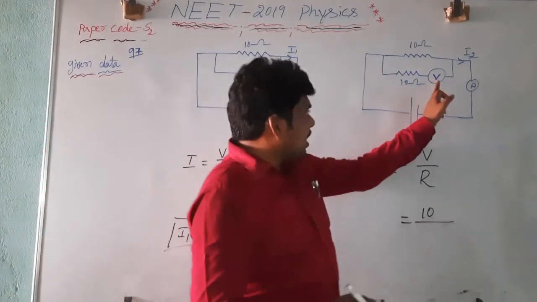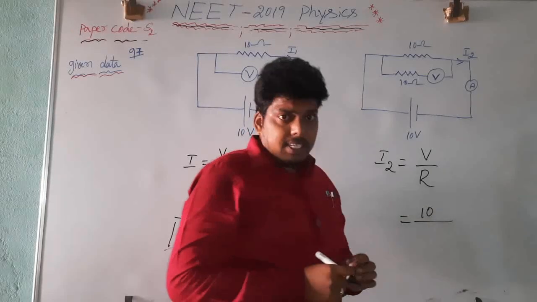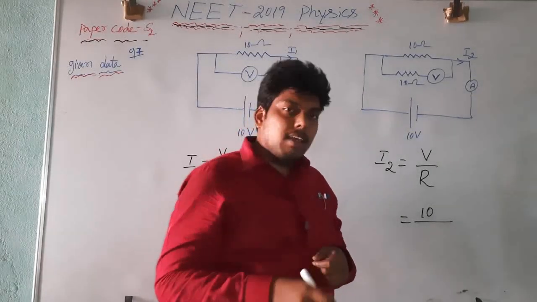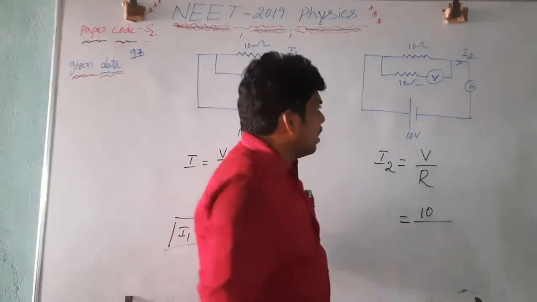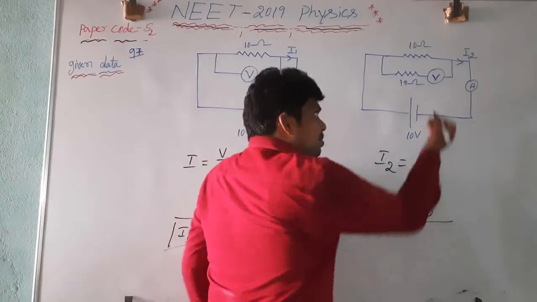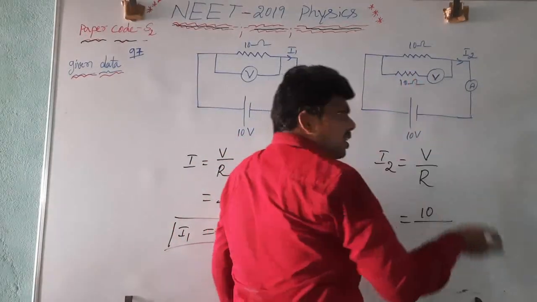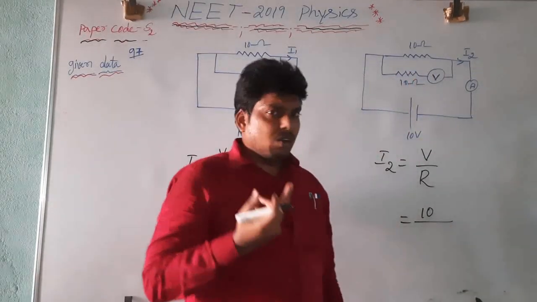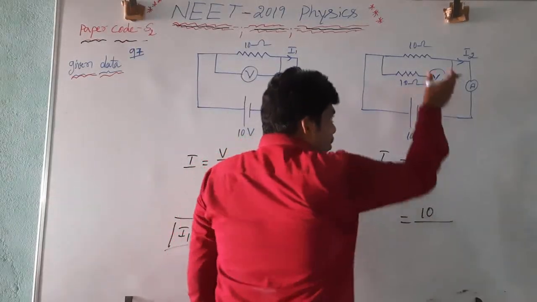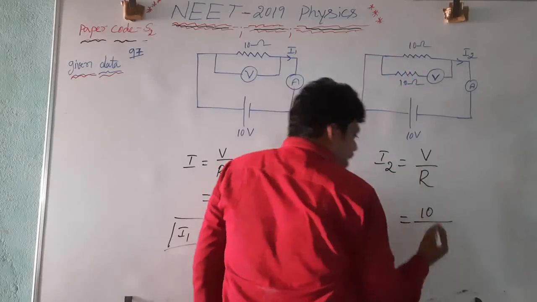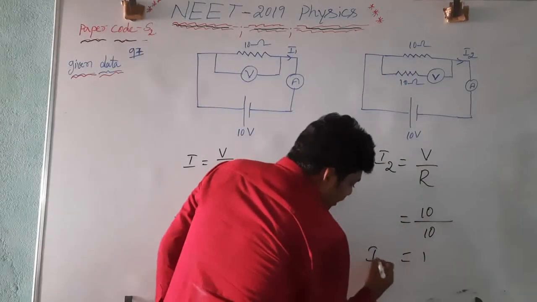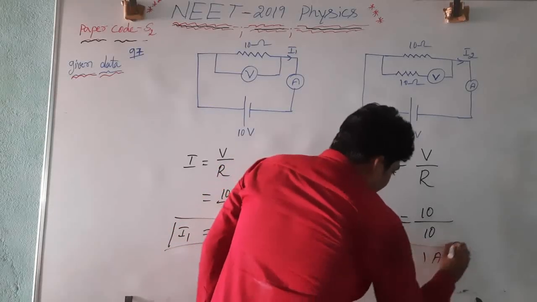Here, in the two cases, we have to consider the voltmeter as ideal as well as the ammeter as ideal. If voltmeter is ideal, its resistance is infinite. Infinite plus 10, is there any variation? No, there is no variation at all. Again, it will be infinite only. So there will be no variation with this one. Again, we will take the 10 ohm only. 10 by 10, that is 1. I2 is equal to again 1 ampere.